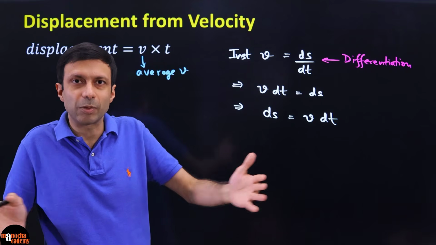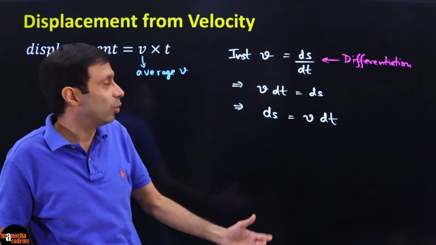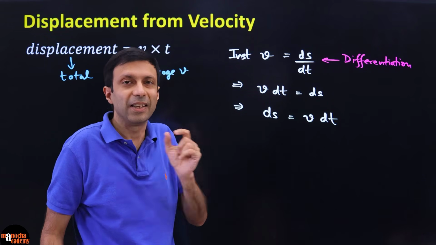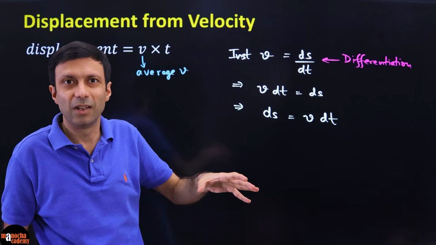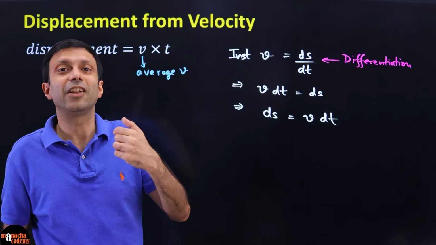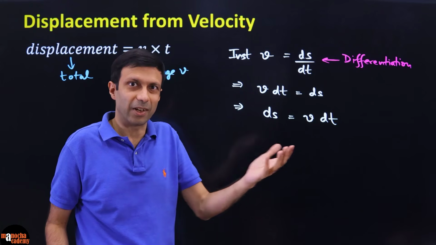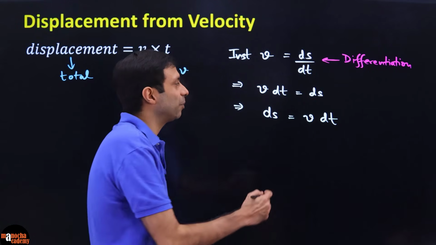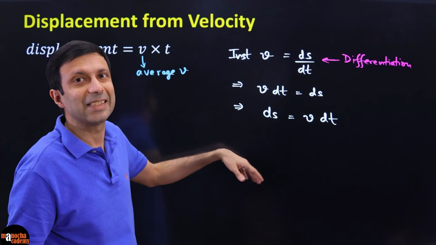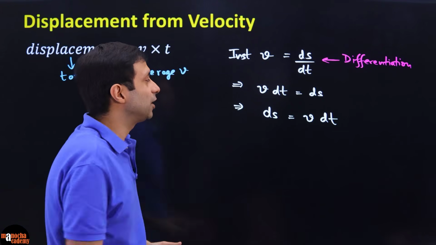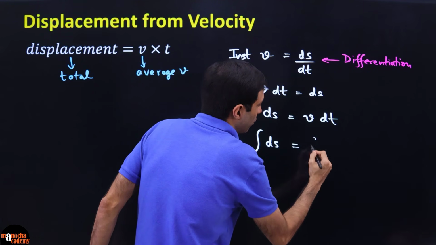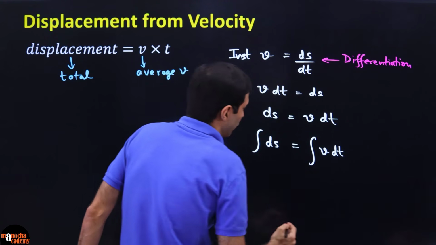But we want to find the displacement over a certain time. So what do we have to do? We have to add up all of these. So the v dt values need to be added up across that time interval. And how do you do that? Here again we use the calculus method of integration, because adding up all these v dt's, finding the summation of all this, is what we represent in calculus as integration, because we want to find the total displacement. So if we integrate both sides, if we do integration of ds equal to integration of v dt, what will we get?